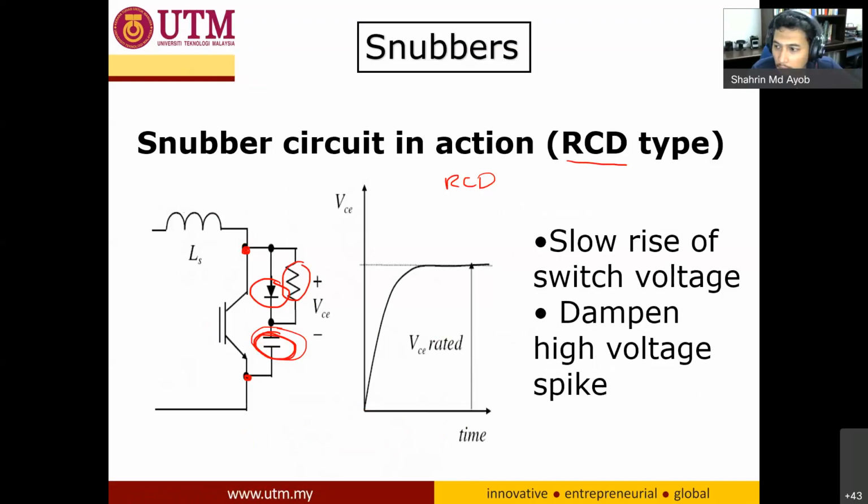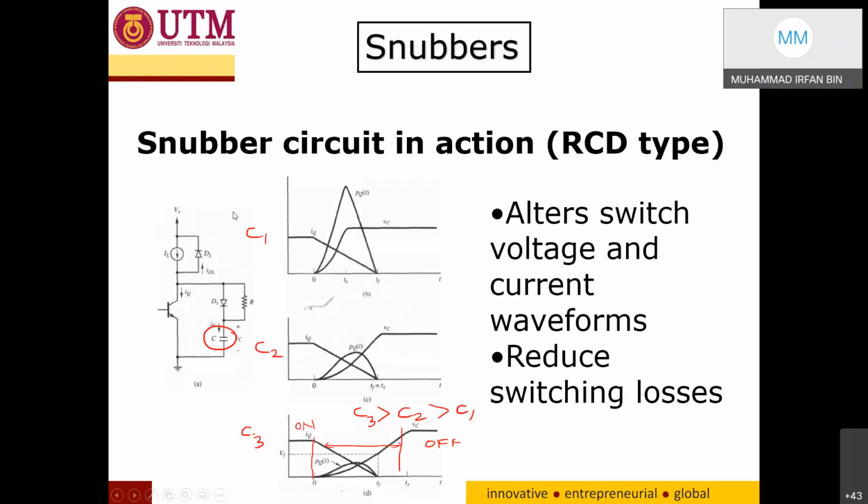Which capacitor is appropriate for this circuit? Actually, this one is a qualitative analysis. We don't have any calculation here. This is just to show you that you need to properly select a capacitor, and to show you the effect of the capacitor itself. Inside the syllabus, we don't cover the analysis of what is the suitable capacitor value. This is just to show you the effect if you choose the capacitor wrongly.